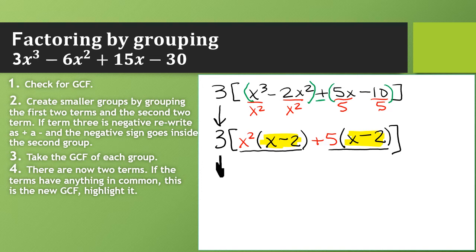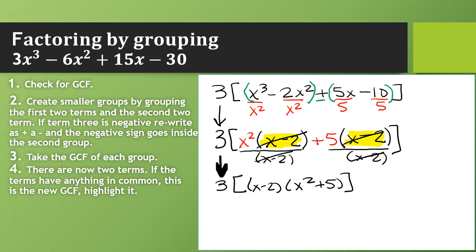So what's going to happen? I'm going to bring down this 3, just like I've been doing. And then I'm going to GCF out my greatest common factor. I'm going to take my greatest common factor, x minus 2, and divide each term by x minus 2. So if I look at this first term, these terms reduce to 1 and leave me with an x squared. These 2 terms reduce to 1 and leave me with a plus 5. At this point, this is your final answer.